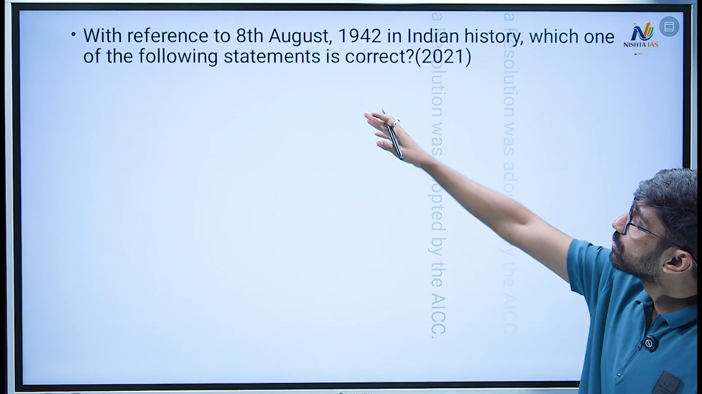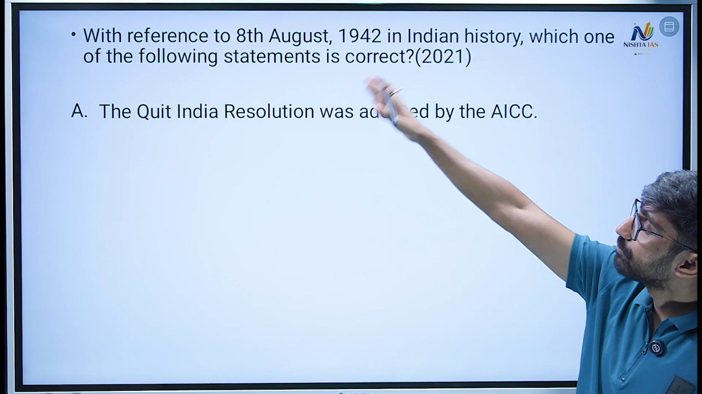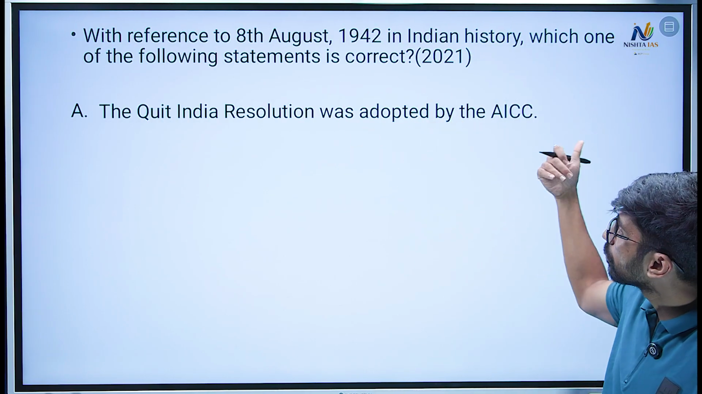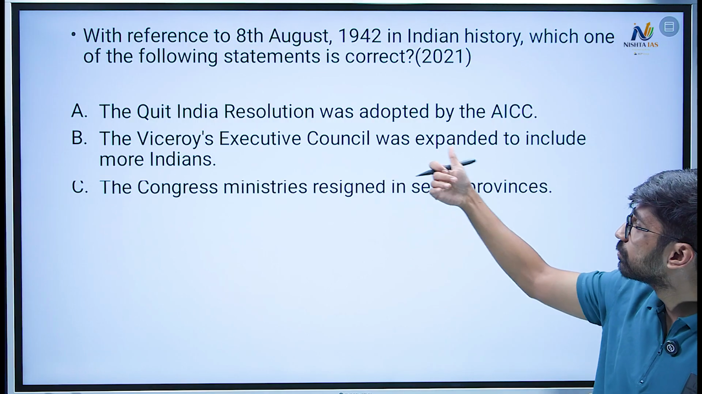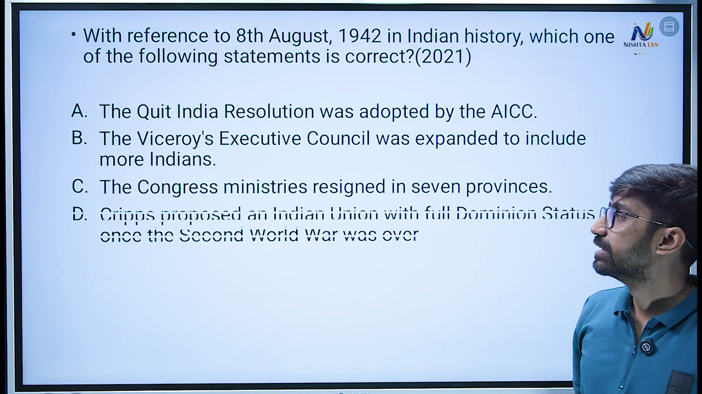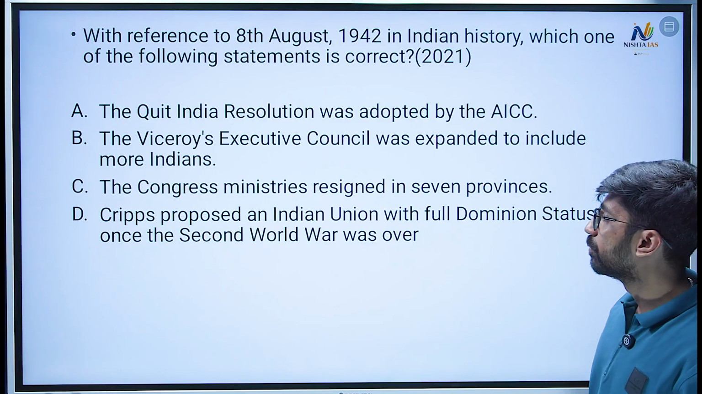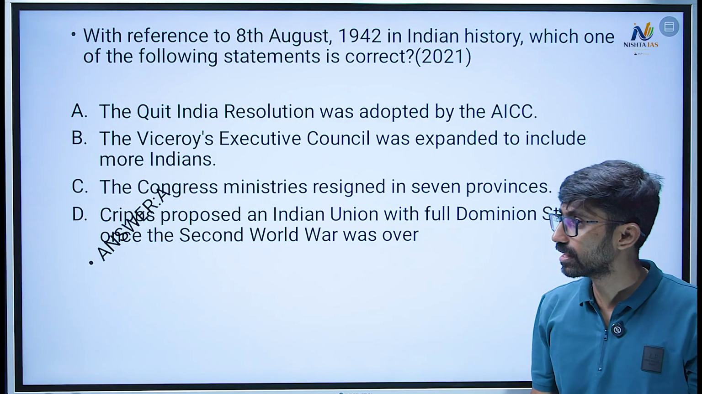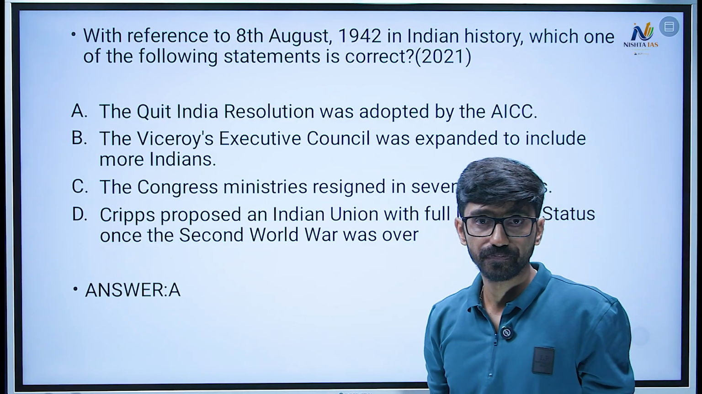Okay. With reference to 8th August 1942 in Indian history, which one of the following statements is correct? Quit India resolution was adopted by the AICC. Viceroy's Executive Council was expanded to include more Indians. Congress ministers resigned in 7 provinces. Or Cripps proposed an Indian Union with full dominion status once the Second World War was over. It's actually the Quit India resolution.